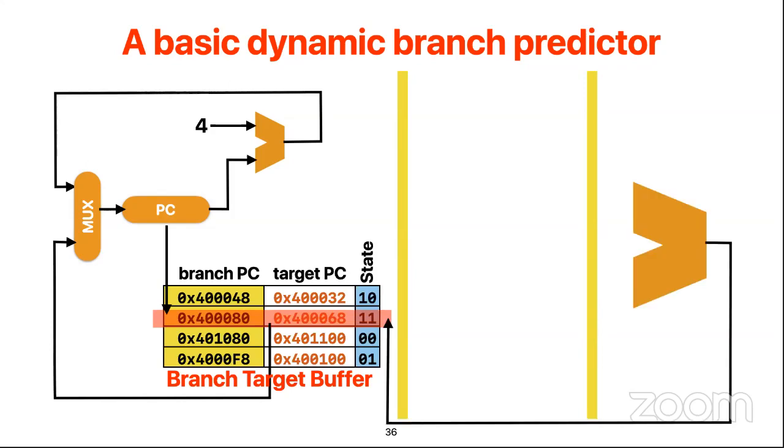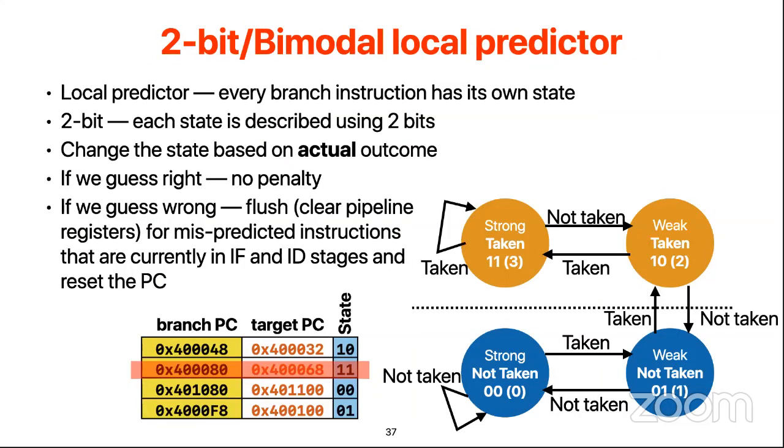So that's the basic idea of the 2-bit bimodal local predictor, in a way that we associate each PC with a 2-bit counter. And this is actually a saturated counter. So this is the state machine.